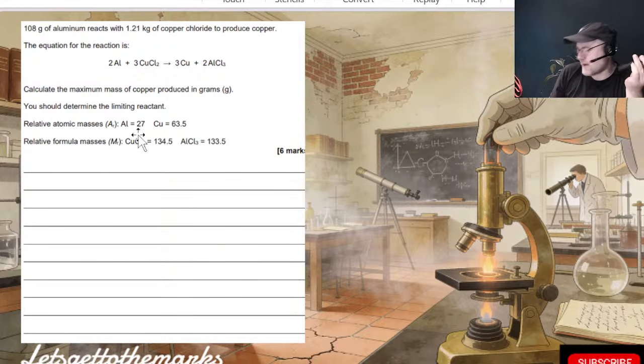Yeah, that's a limiting reactants one. All right. Oh, limiting reactant is here. This is like a limiting one. Calculate the maximum mass of copper produced in grams. You should determine the limiting reactant. Let me show you then for this one. It's a little bit of a bummer.